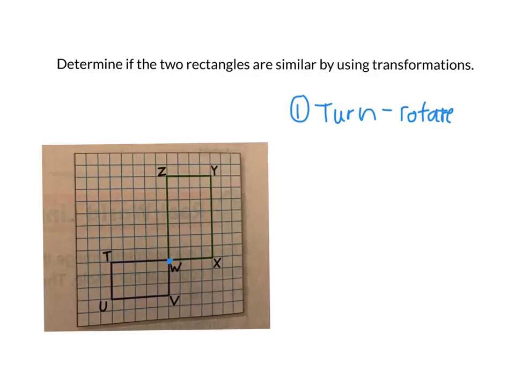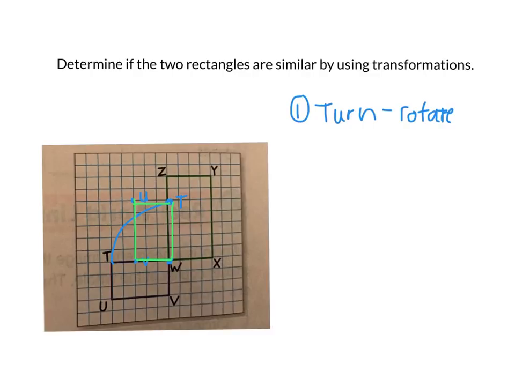So W is not going to change. And I'm going to rotate this up 90 degrees to be in line with my other rectangle, WXYZ. So at 90 degrees, here's where my new T would be. My U would be right here. And V is going to be right here. Here's my new rotated rectangle.